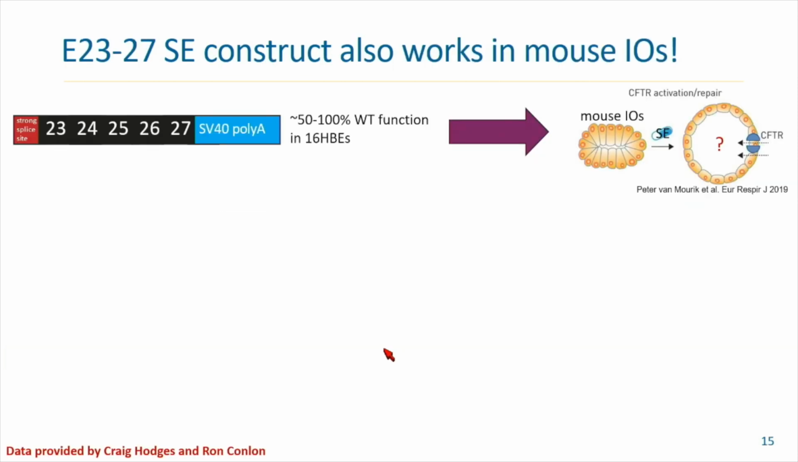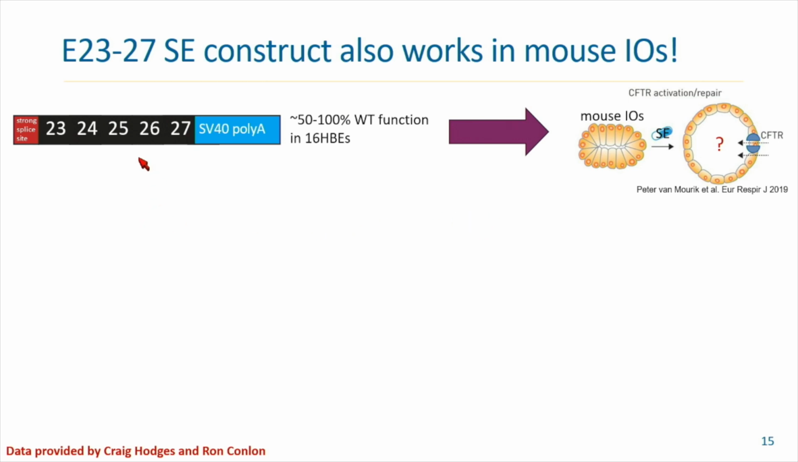We've also been collaborating with Craig Hodges and Ron Conlon at Case Western Reserve University to look at superexons in mouse intestinal organoids and in mice in vivo. And I'm really excited about this. Craig gave a talk yesterday, which I hope all of you were able to attend, but in case not, I'll just give a very brief overview of just a small portion of the work that he showed.